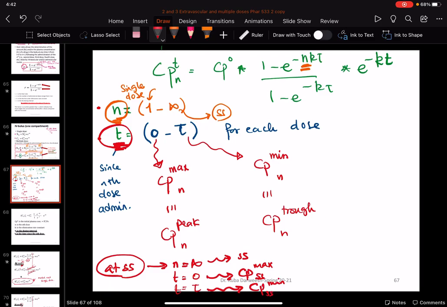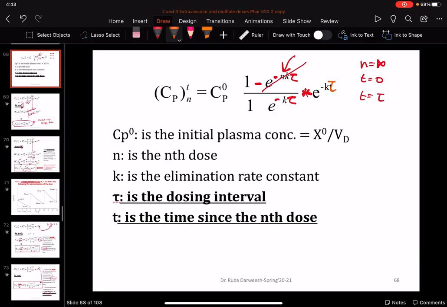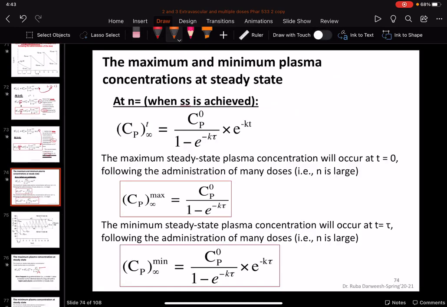And again, if you go through the steps, some of it is not there on the slide, but you should have it in your PDF, okay? So if you substitute n equal infinity, which is this, we know that we will lose this. And then either the time equals 0, which would make this equal to 1, or the time equals tau, then accordingly this would be changing to tau. Okay, so again, this is explained here.